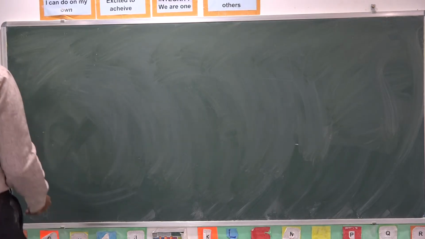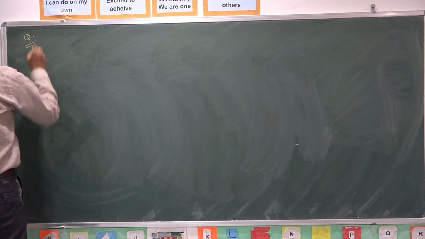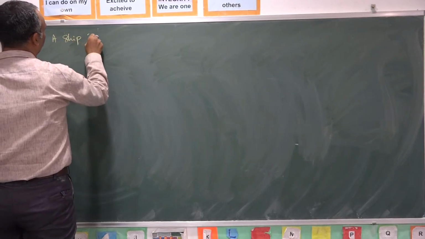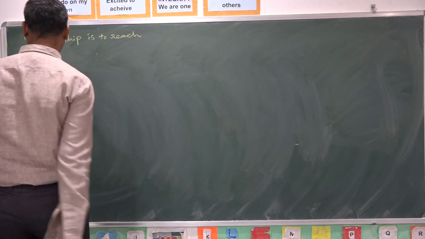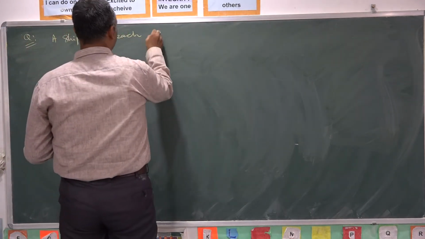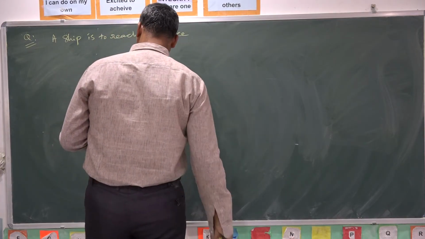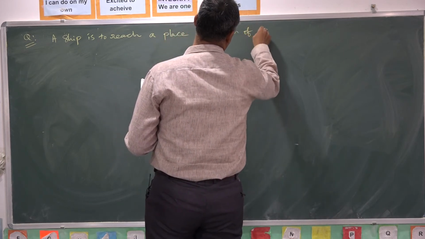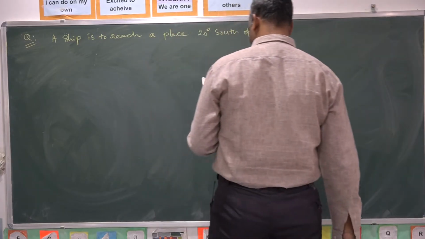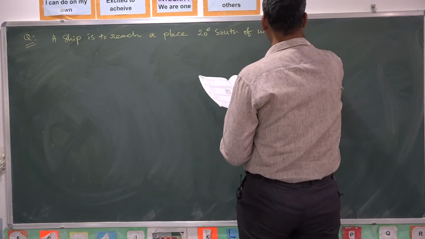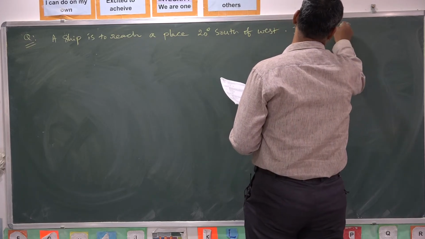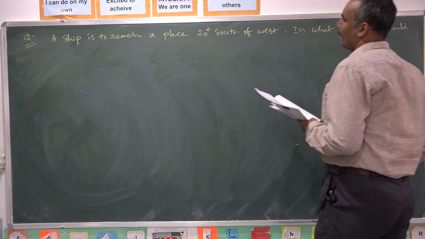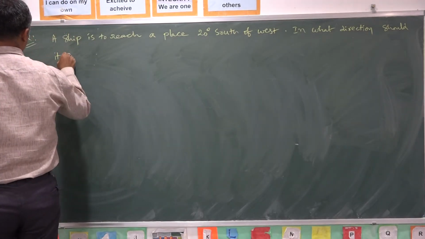Next question. A ship is to reach a place 20 degrees south of west. In what direction should it be steered?